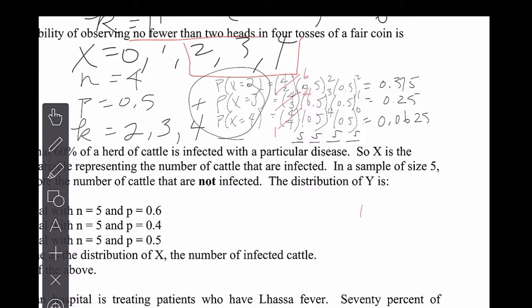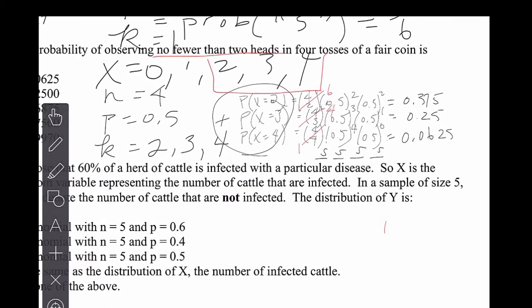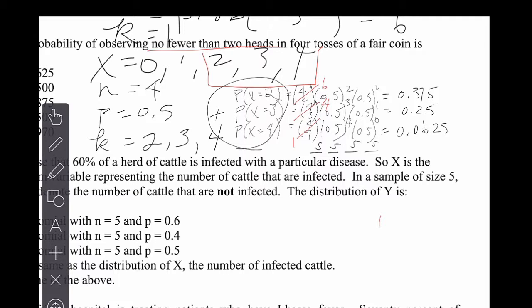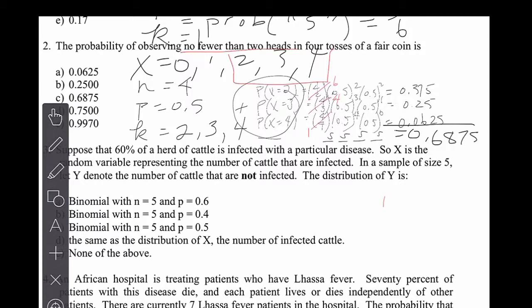So when I sum all those together for no fewer than 2, so it's either 2, 3, or 4, I add those together and I get 0.6875. So 69% chance. All right, so that's nicely presented in the notes if you go forward a couple of pages. But that's my explanation. All right, let's look at the next one.